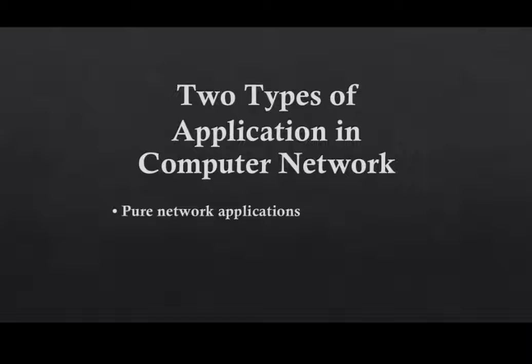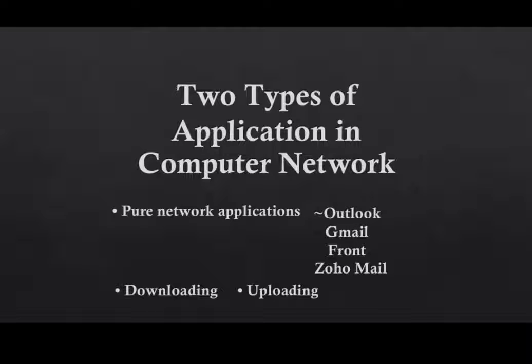Pure network applications are applications created to be used in networks. They help us to transfer data and to communicate within a network. Under this application, there are so-called email programs. These allow users to type a message at their local nodes, then send it to someone on the network. Examples of electronic mail programs are Outlook, Gmail, Front, Zoho Mail, Proton Mail, Spike, and etc.